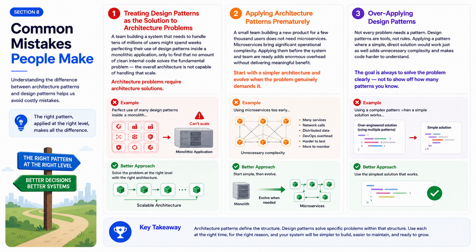Understanding the difference also helps us avoid a few common mistakes. The first mistake is trying to solve an architecture problem with design patterns. If a system cannot handle scale, no amount of clever code inside one module will fix the fact that the overall structure is wrong. The second mistake is using architecture patterns too early. A small product for a few thousand users probably does not need microservices. That adds complexity before it adds value.